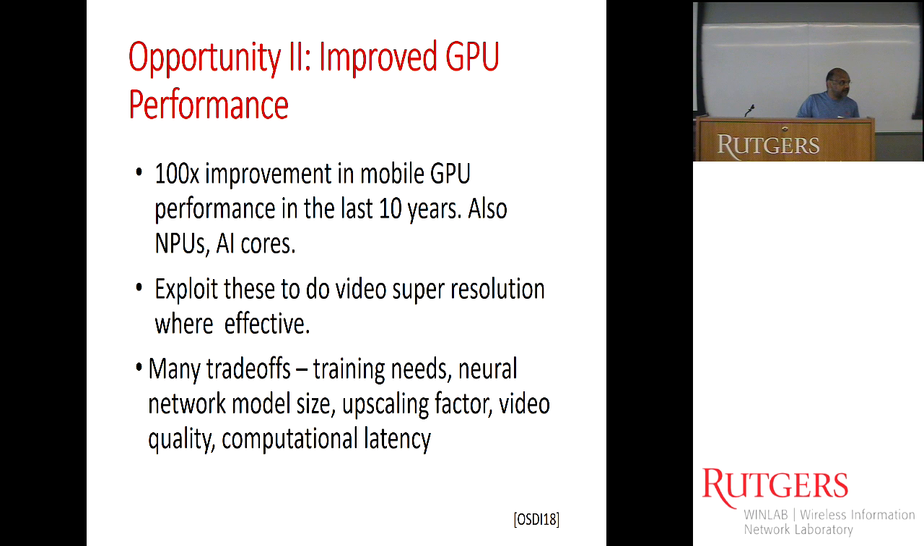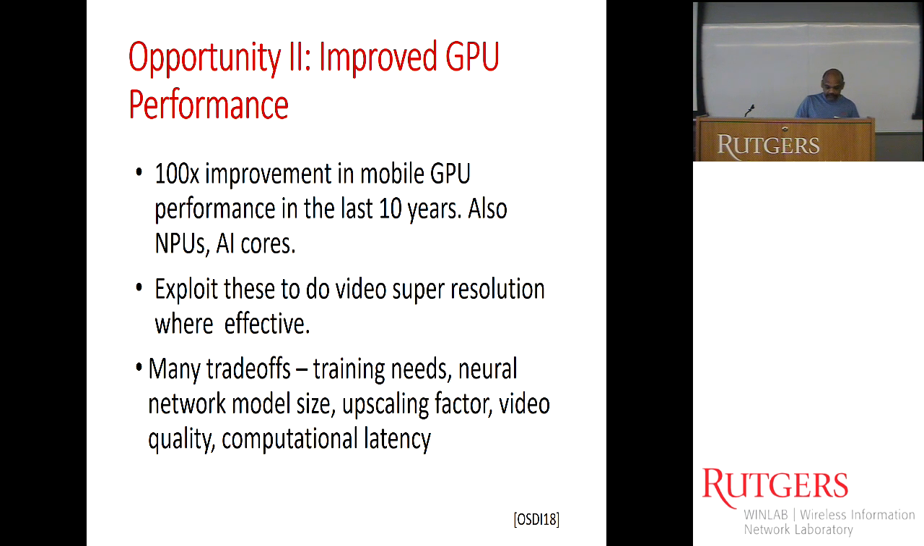Also, there are new things coming up, this neural processing unit, AI core, which can do neural network-based prediction much faster. So the idea basically is to exploit these opportunities to do video super resolution. It may not be effective everywhere. Wherever it is effective, we want to do that, particularly for panoramic videos. You can do that for common video, normal video as well. There's actually a paper last year with SDI doing it for regular videos, but obviously opportunities are much higher if you go for large scale, high resolution 360-degree video.